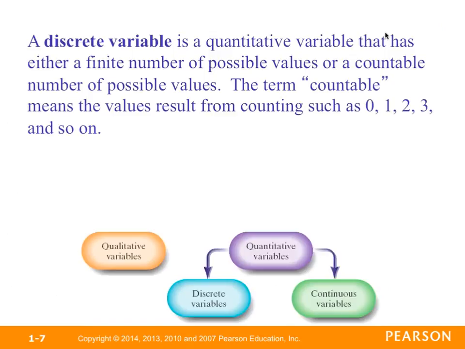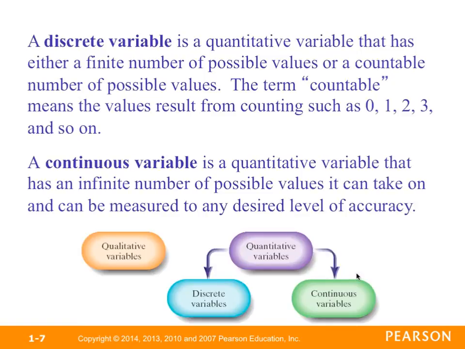A discrete variable is a specific type of quantitative variable that has either a finite number of possible values or a countable number of possible values. What I mean when I say the word countable is basically we could count. So 0, 1, 2, 3, and so on. So under the category of quantitative variables, we have discrete and continuous.